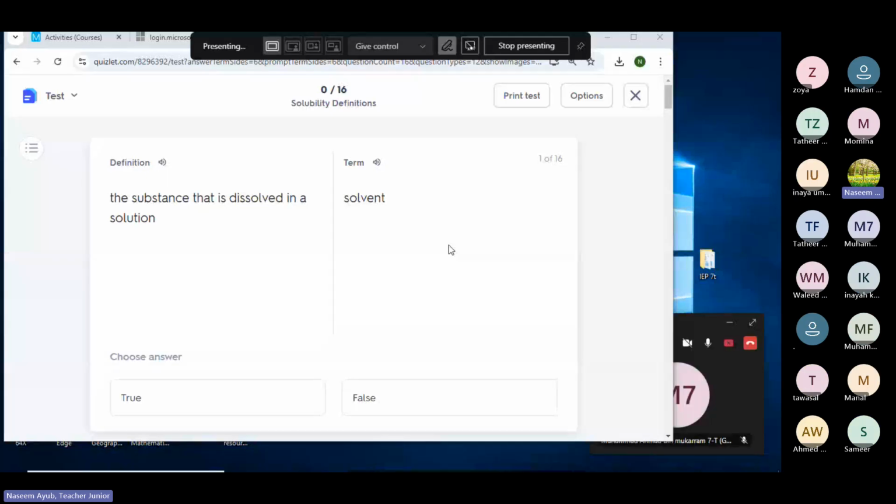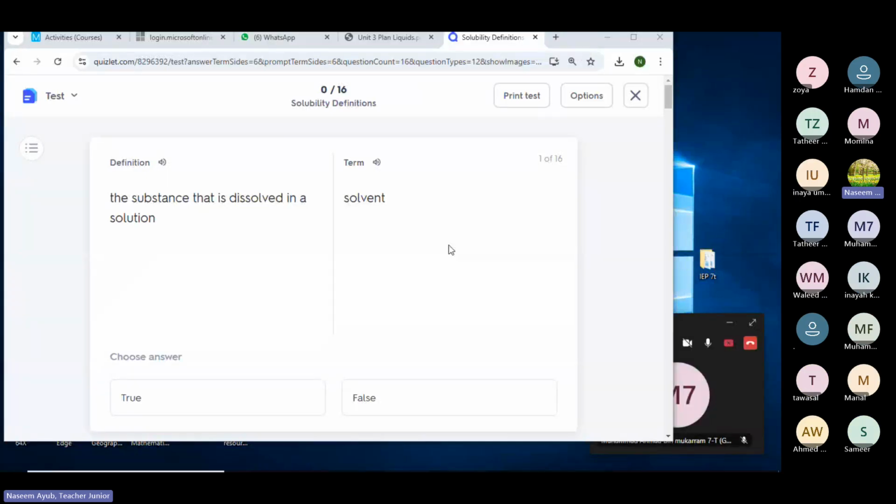All right, I have shared my screen. You can see the first question on your screen, right? So the substance that is dissolved in a solution, what is this called? They have given the option.